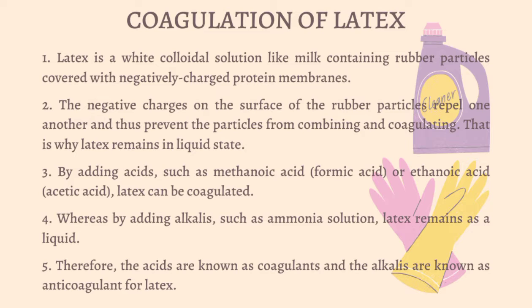By adding acids such as methanoic acid or ethanoic acid, latex can be coagulated. Whereas by adding alkalis such as ammonia solution, latex remains as a liquid. Therefore, the acids are known as coagulants and the alkalis are known as anticoagulants for latex.